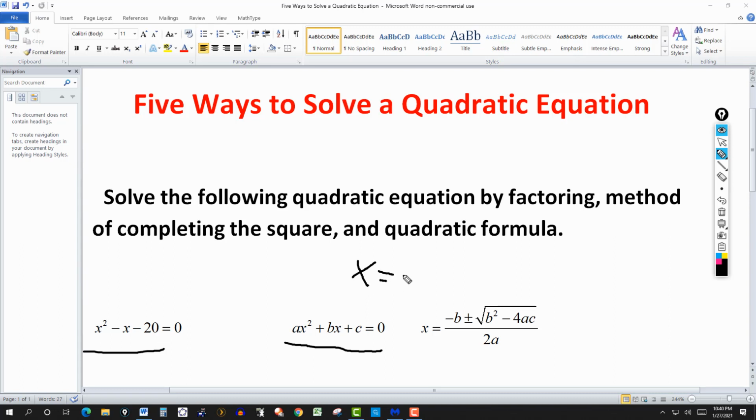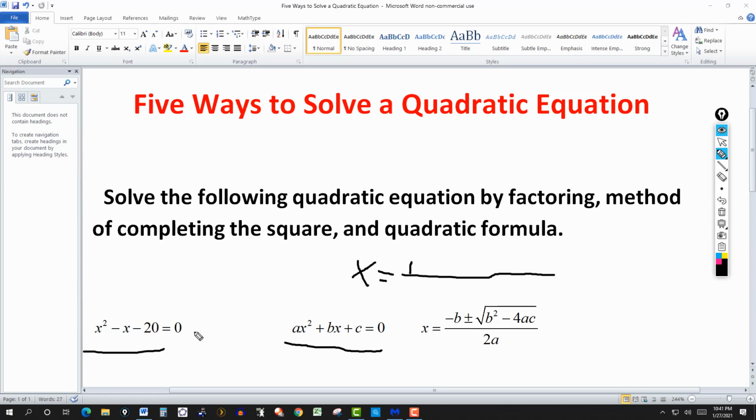So again, we're going to solve the same problem using the third method, the quadratic formula. It's in the form ax squared plus bx plus c. And the numbers we need are the a, which is 1, the coefficient of x squared, the b, coefficient of the x, which is negative 1, and the constant, which is c, in this case, negative 20. So a is 1, b is negative 1, and c is negative 20.